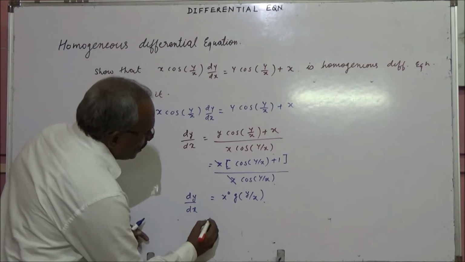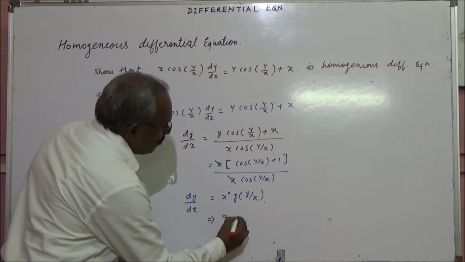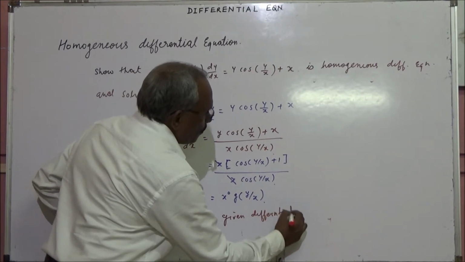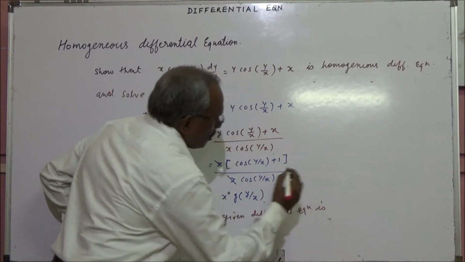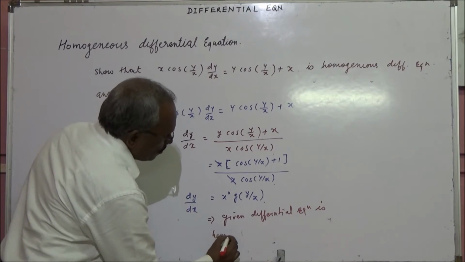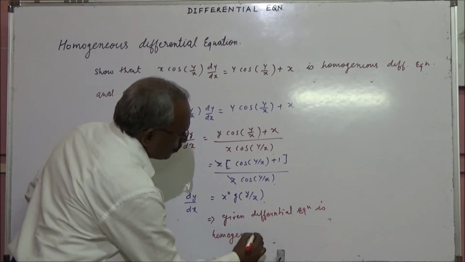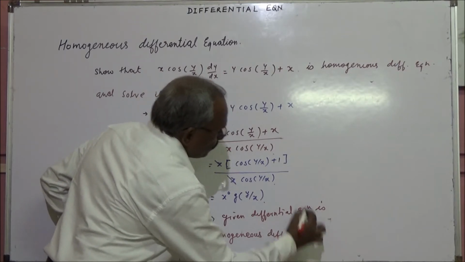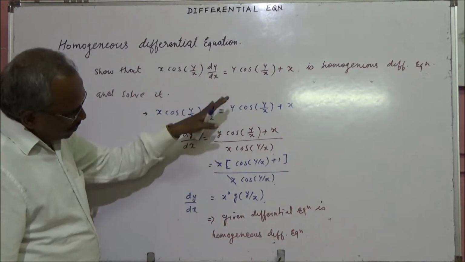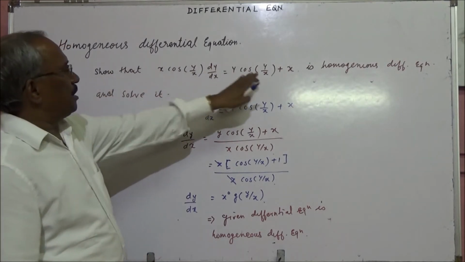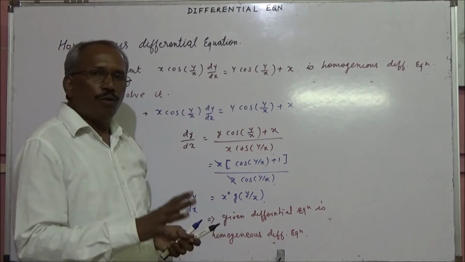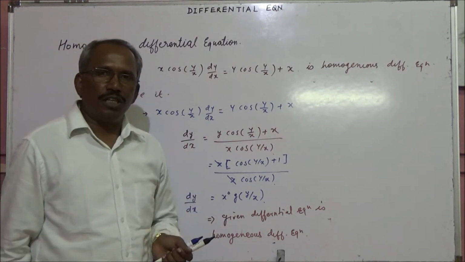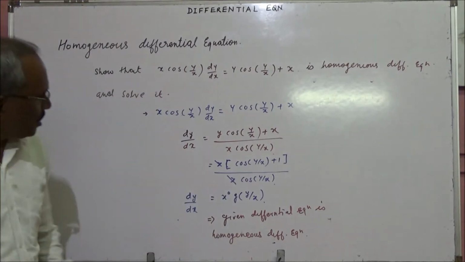So this implies the given differential equation is a homogeneous differential equation. So this is to show that this equation is a homogeneous differential equation. Okay, now we have to solve this differential equation. So let us solve this differential equation.